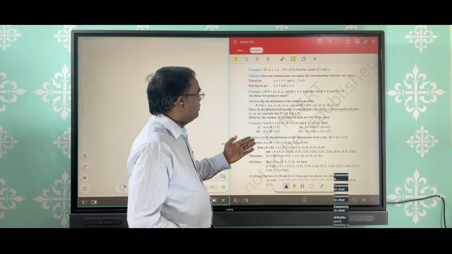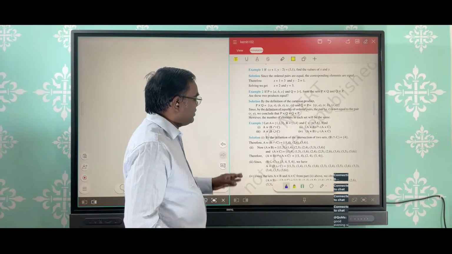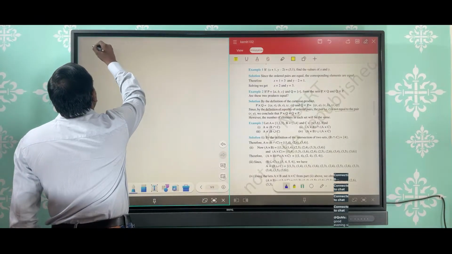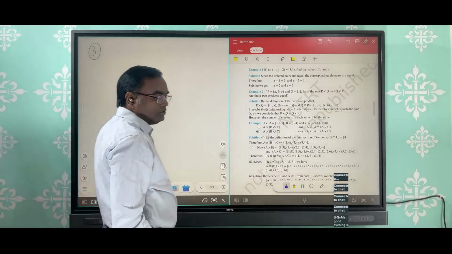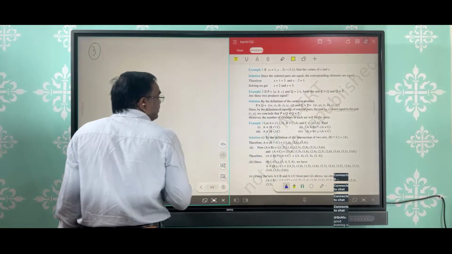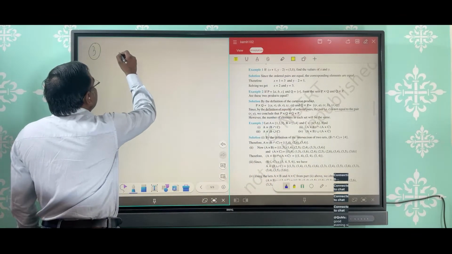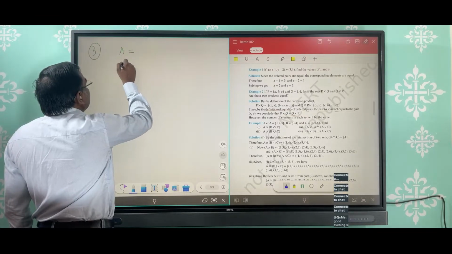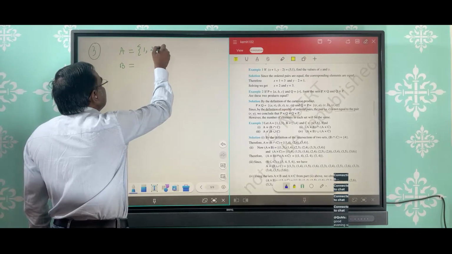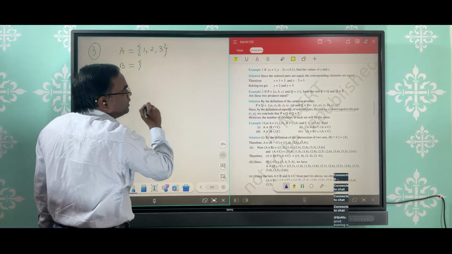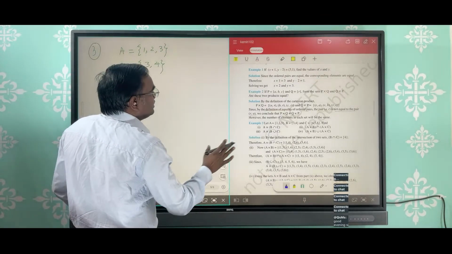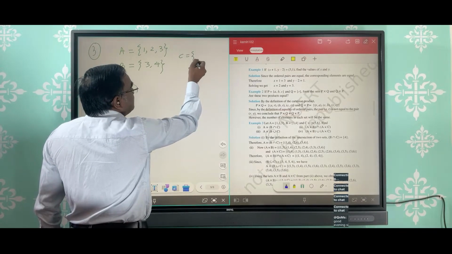Now, question number 3. You can do this. I will attempt one or two of this question 3. So now let A and B be given. So you have to find example 3. A is given and B is also given. What is A? A is 1, 2, 3. And B is what? B is 3 and 4. And C is also given. The C set is 4, 5, 6.